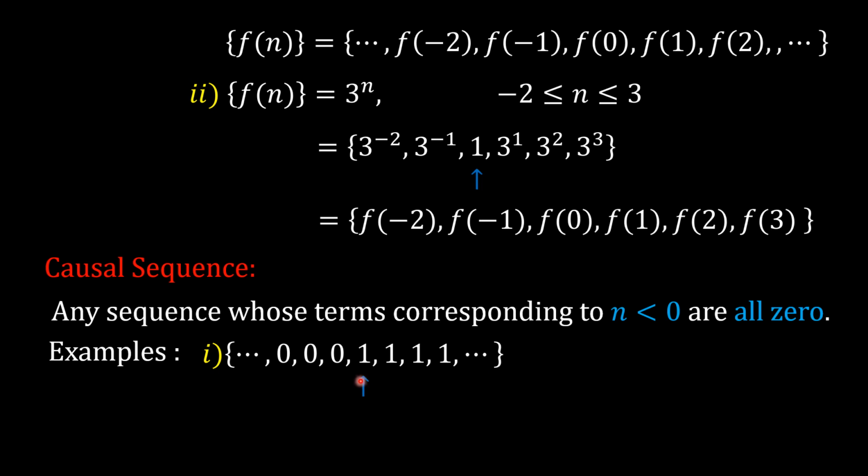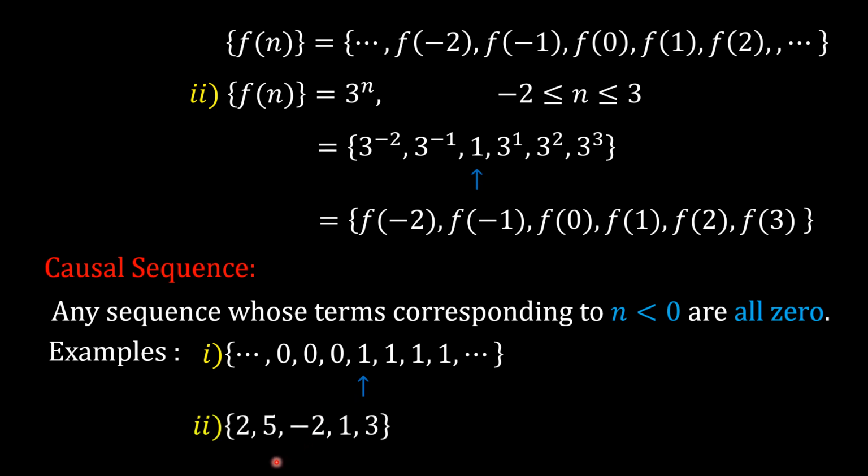Now an arrow is indicated below the first non-zero entry. So this is the zeroth entry. All the entries to the left of the zeroth entry are 0. That is, for n negative, all the entries are 0. Such a sequence is called a causal sequence, and they are very important in the case of linear time invariant systems.